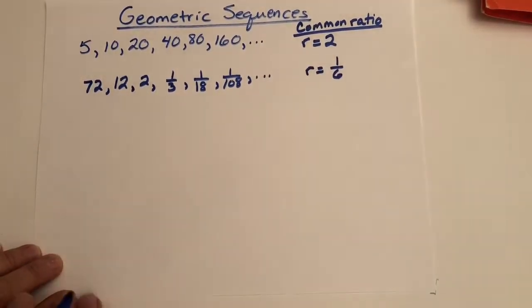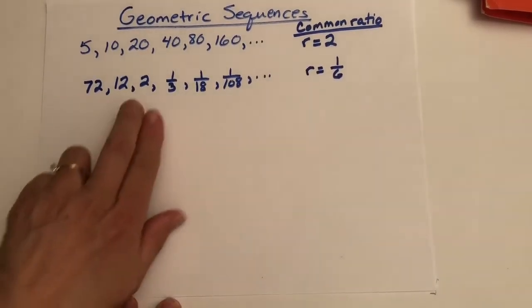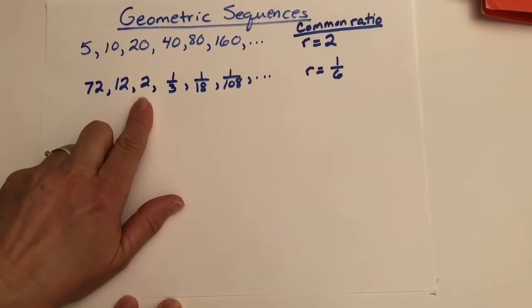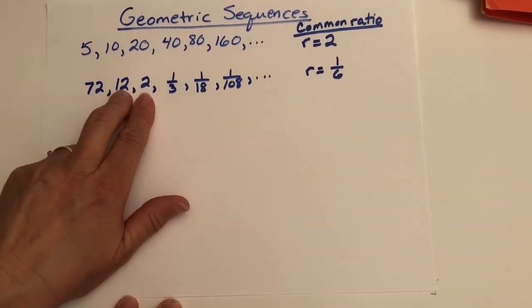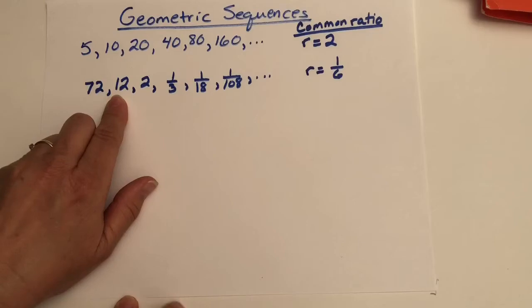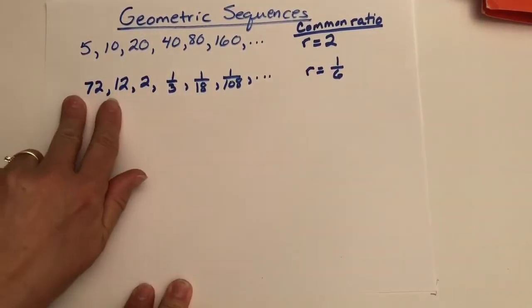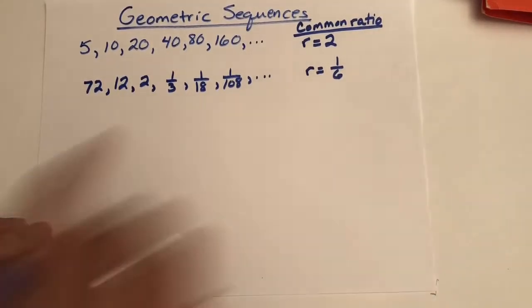And go ahead and test it. Grab any two terms. I usually grab the two that seem easiest. If I know it's geometric, I would take this 2 and 12 and divide. 2 divided by 12, and you would find the ratio is 1/6. But you could grab any pair and divide, and you would find that same value.